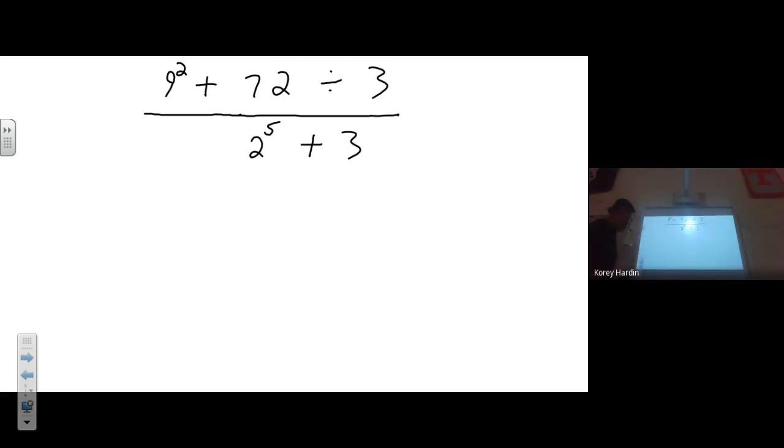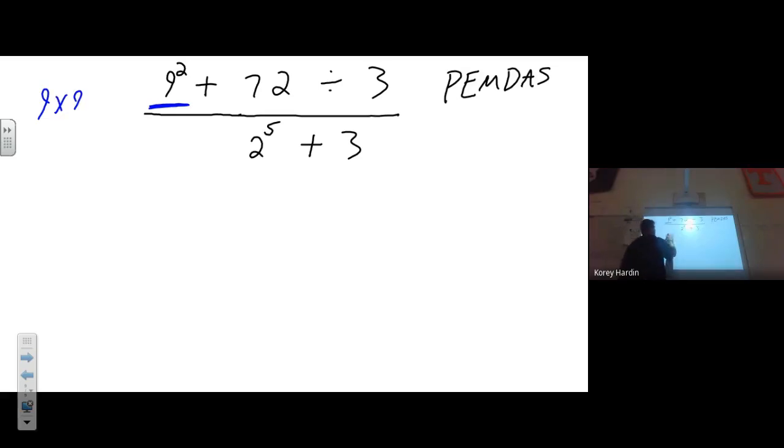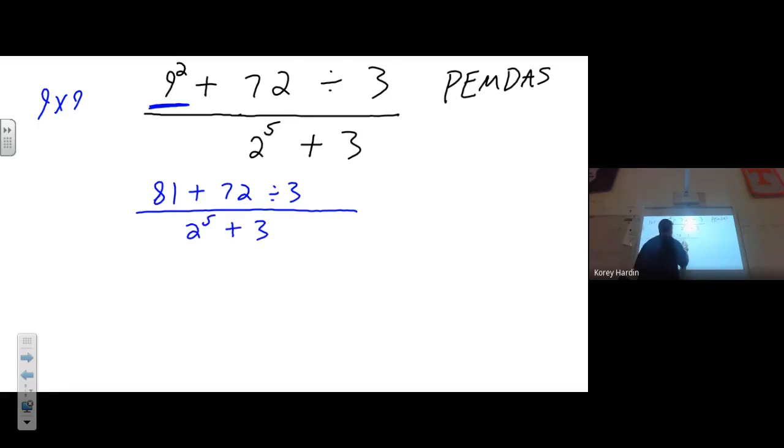Here's what we've got. First thing we're going to do is exponents, because there's no parentheses. So PEMDAS. First thing I do is exponents. 9 squared is 9 times 9, which is 81. So I've got 81 plus 72 divided by 3 over 2 to the 5th power plus 3. I'm going to have to write this a little bit smaller.